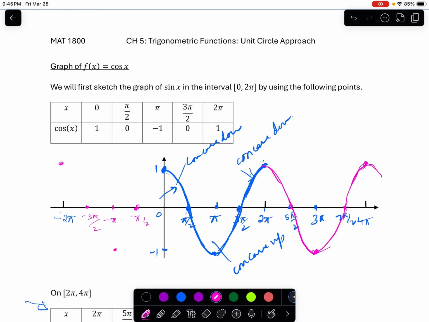Sorry, at any odd multiple of pi, it will be negative 1. At any even multiple of pi, it will be 1. So now I graph it. Same thing. So again, you see the graph is periodic with a period of 2 pi because it's repeating after every 2 pi.